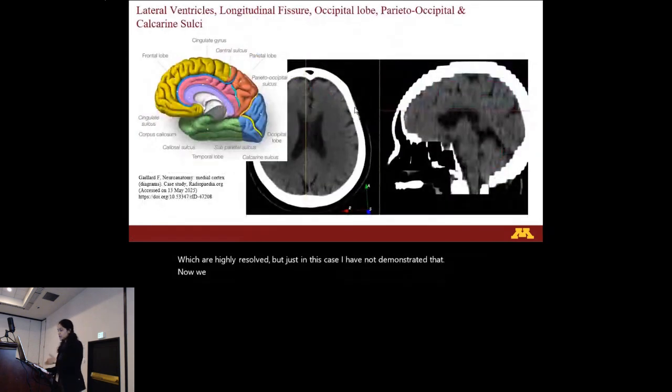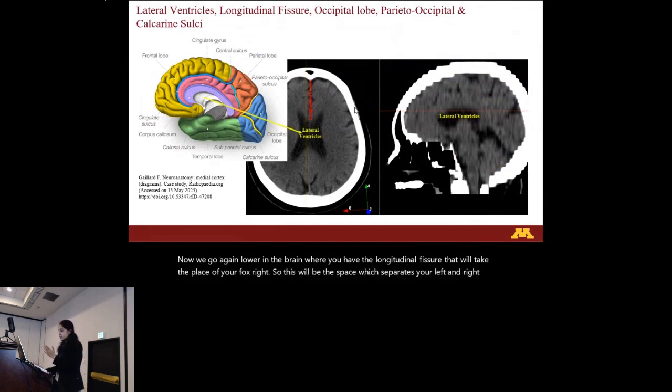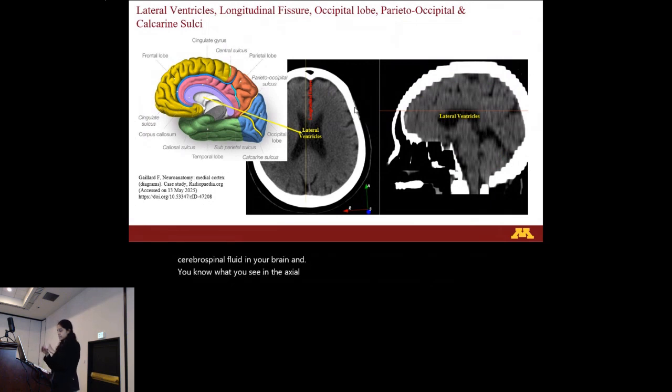Now we go again lower in the brain, where you have the longitudinal fissure that will take the place of your falx, right? So this will be the space which separates your left and right hemisphere. And then on the 3D image on the left, you can see where the lateral ventricles are, which are one of the most prominent bodies that contain cerebrospinal fluid in your brain. And what you see in the axial image is basically the lateral ventricles, which is split into two halves, the frontal horns and the occipital horns, because they extend back into the occipital lobe.